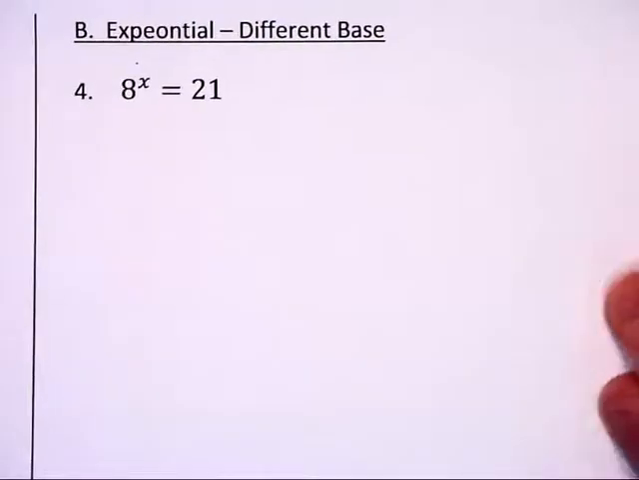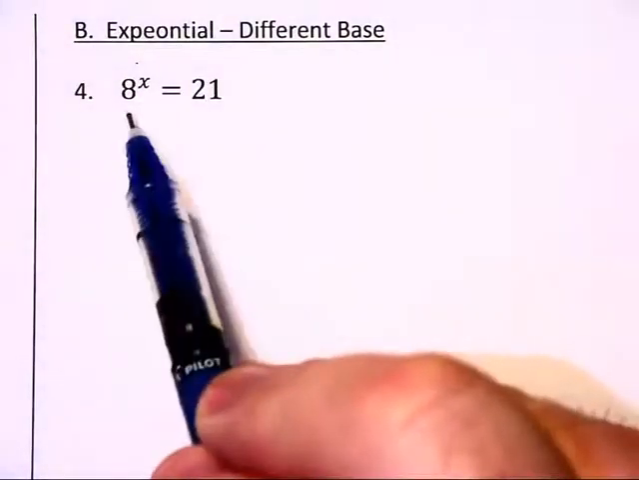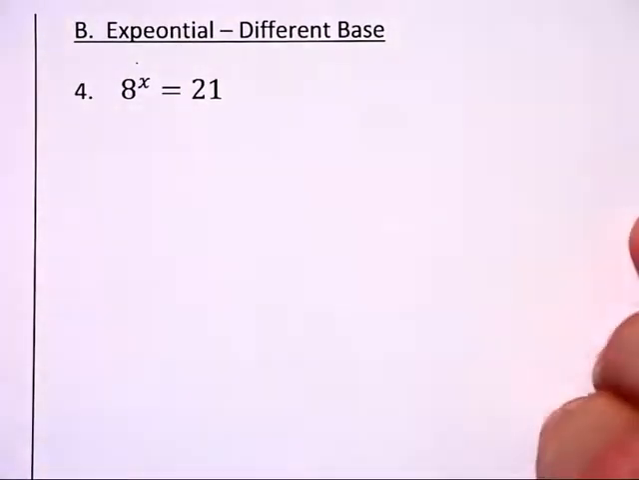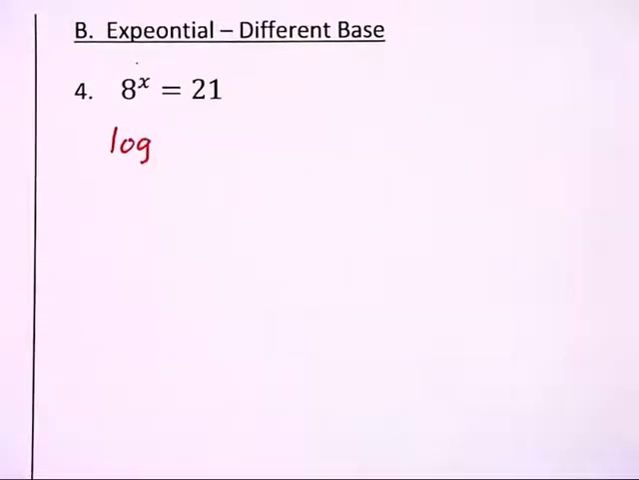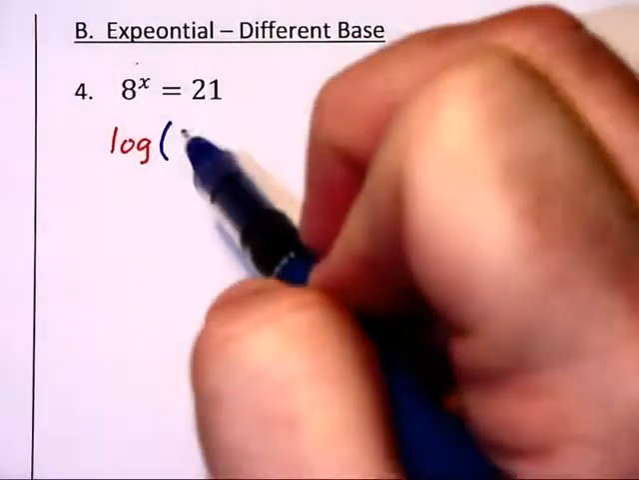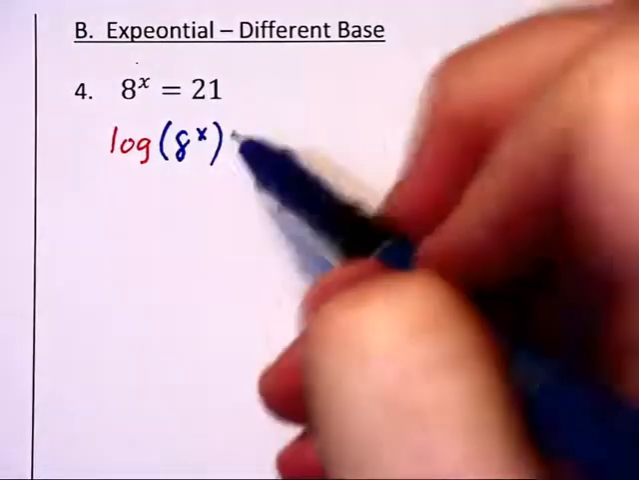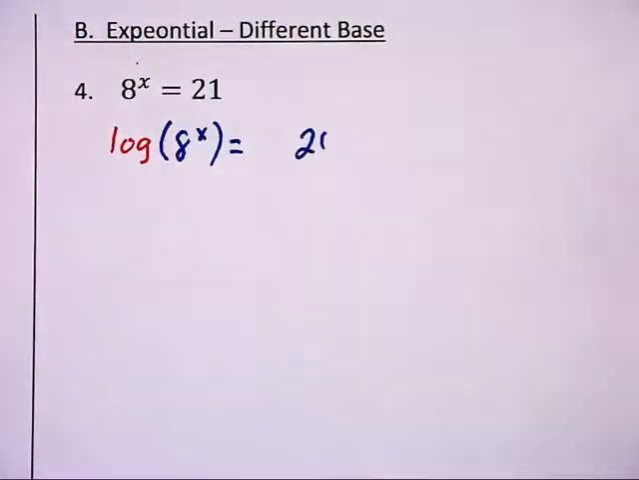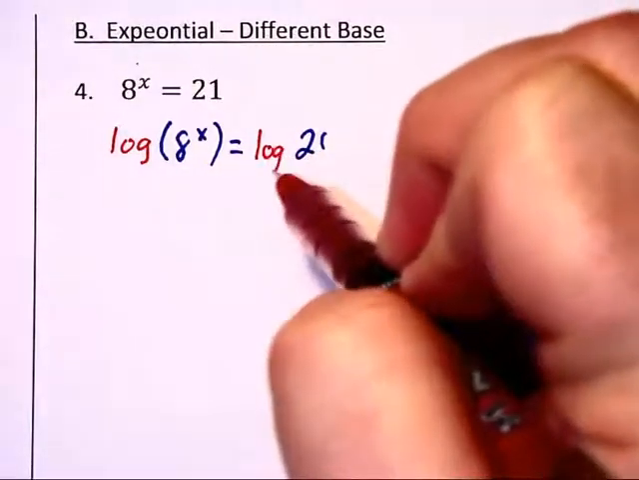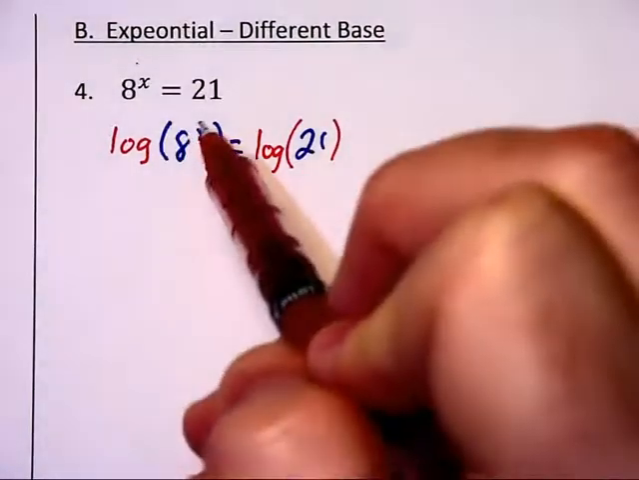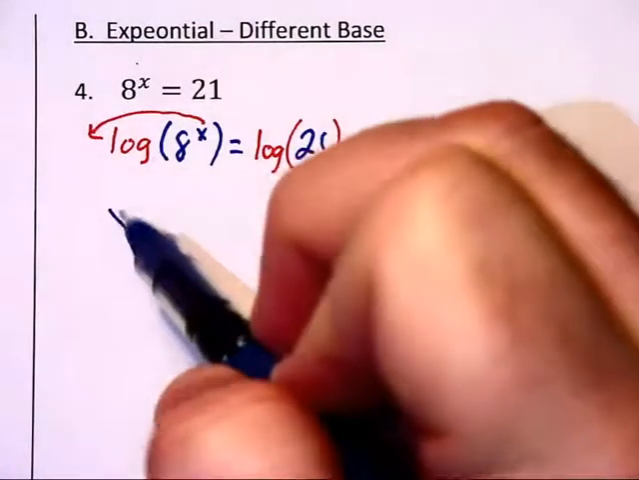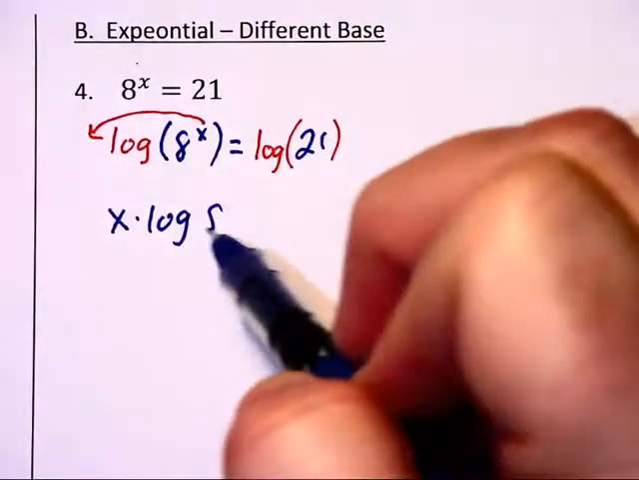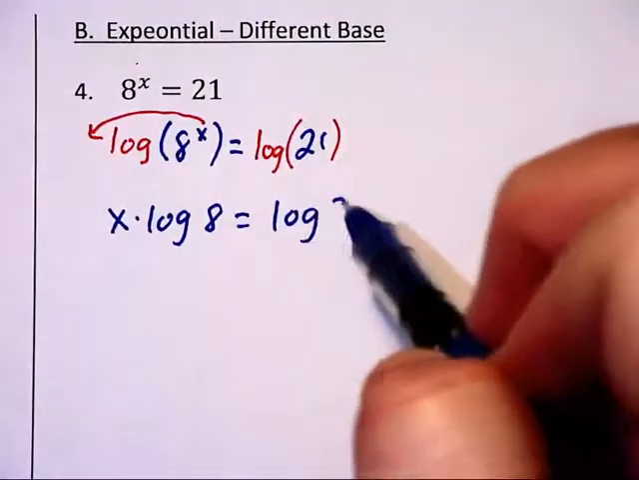But what happens when we cannot write the bases with a common base? We have a little bit of a problem here. So what we want to do is we want to take the log of each side. Notice our x is trapped in the exponent position there. We're going to take log of 8 to the x power is equal to log of the 21. What that allows us to do is use the property of exponents that says that x can come out front and rewrite this as x times the log of 8 equals the log of 21.